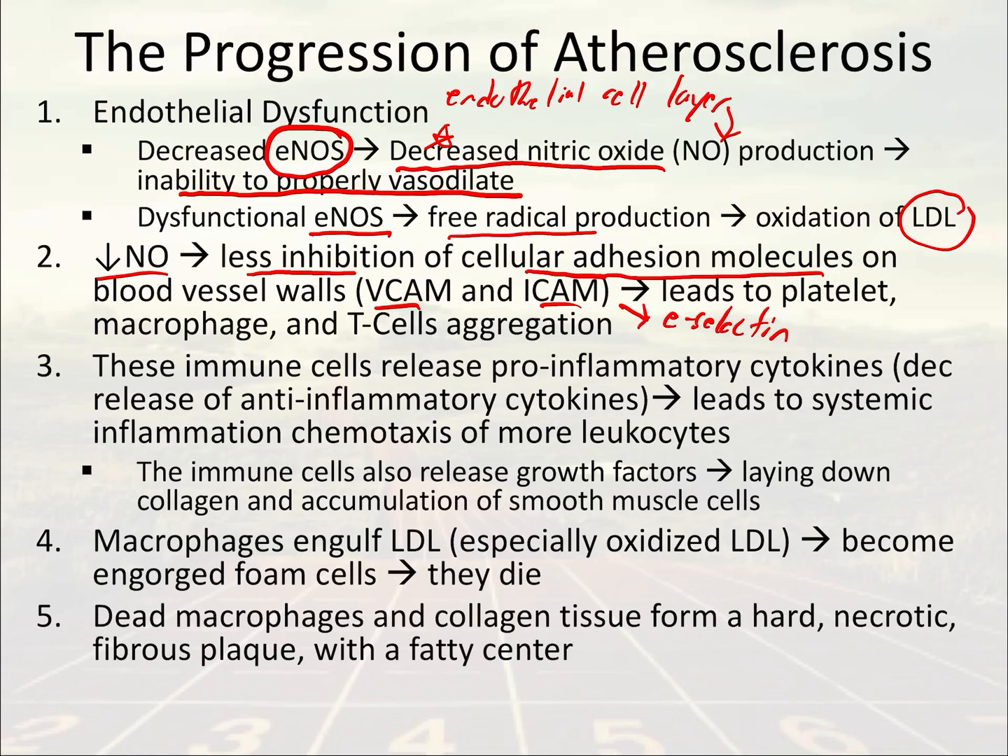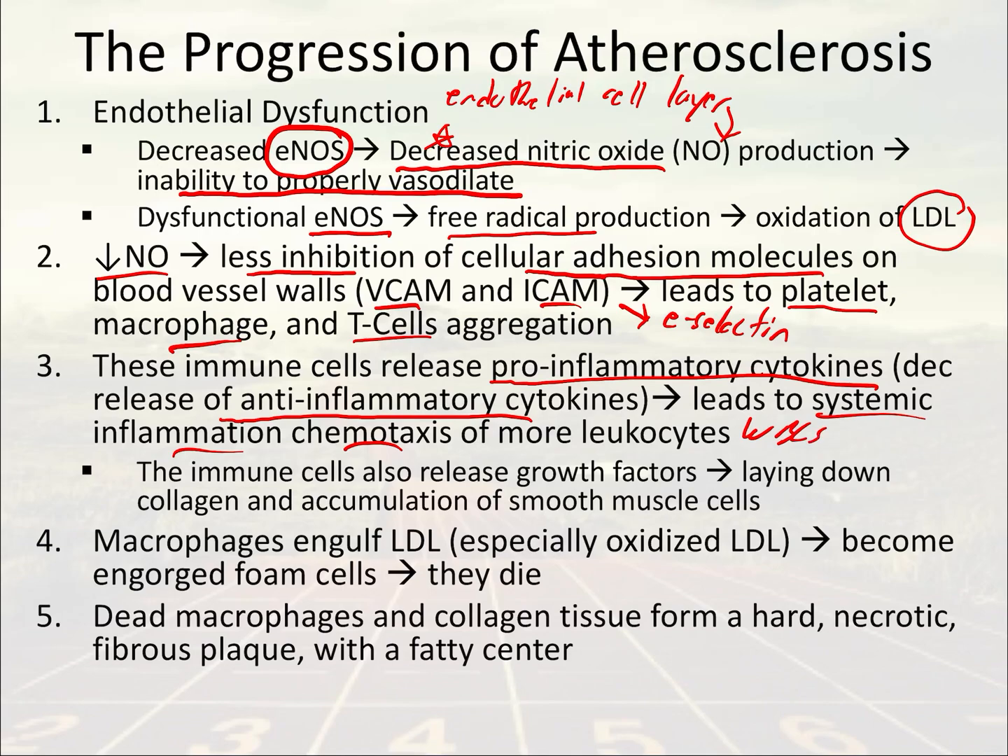What that leads to is that it stimulates platelets, macrophages, and T cells to all aggregate around that tissue as well as migrate into the tissue to start the inflammatory process. So this leads to immune cells aggregating inside of our blood vessel walls. Those immune cells release pro-inflammatory cytokines, so we see increased pro-inflammatory cytokines. We also see decreased anti-inflammatory cytokines. That leads to systemic inflammation and chemotaxis, which just means all those leukocytes, or white blood cells, coming to that area.